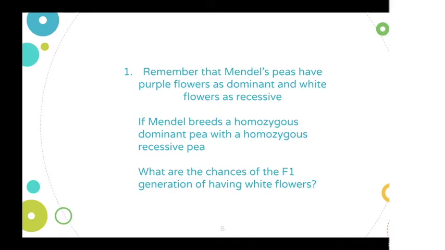So remember that Mendel's peas have purple flowers as dominant and white flowers as recessive. If Mendel breeds a homozygous dominant pea with a homozygous recessive pea, what are the chances of the F1 generation having white flowers? So I'm going to start the poll, and it's okay if you don't understand because you will understand later on. I'll give you a couple more minutes.